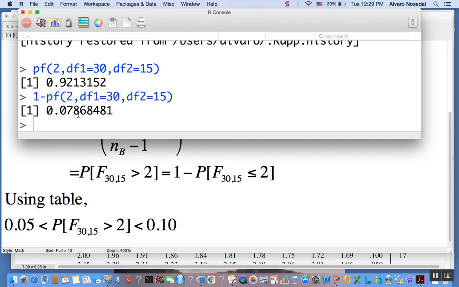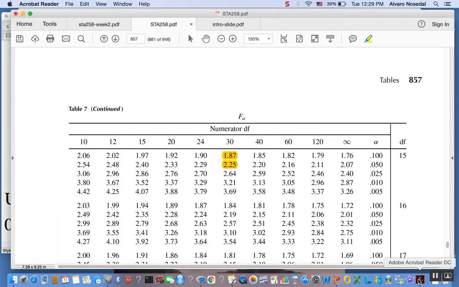So 7.86% happens to be between 5 and 10%, right? Using your table, you're not going to be able most of the time to provide that exact probability, but you're going to be able to bracket that probability. Okay, makes sense? Okay, so let's summarize what we did here together.